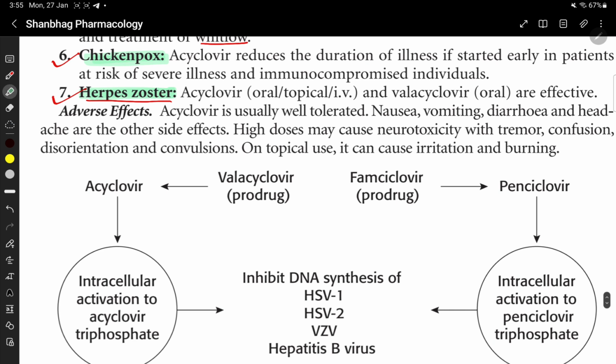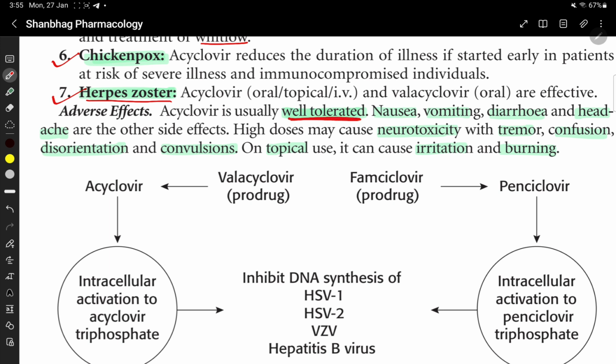Let's see the side effects. Acyclovir is usually well tolerated. Nausea, vomiting, diarrhea, and headache are the other side effects. High doses can cause neurotoxicity with tremors, confusion, disorientation, and convulsion. With topical use, irritation and burning can occur.